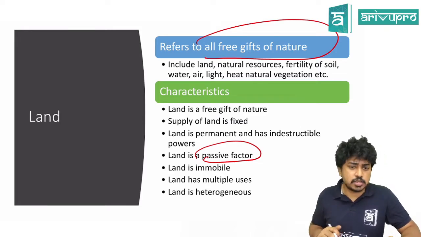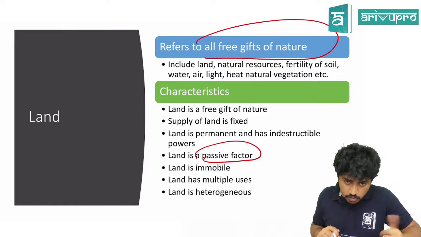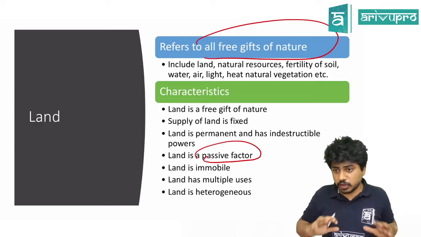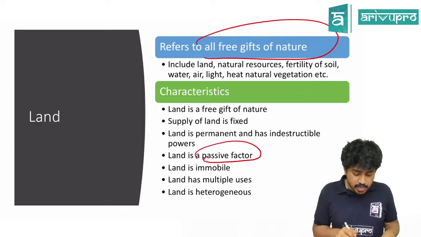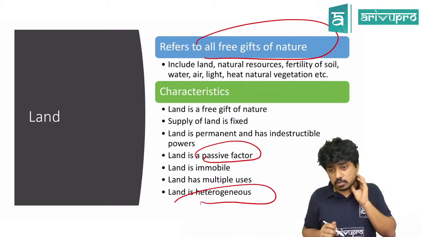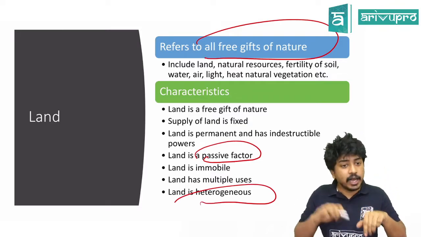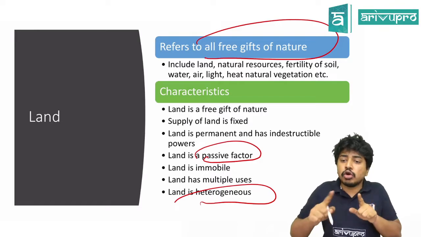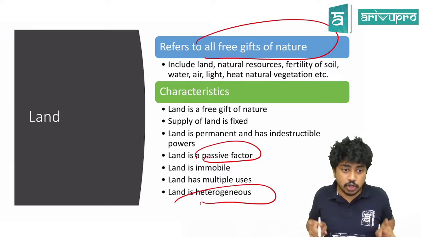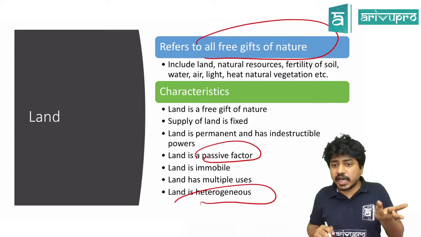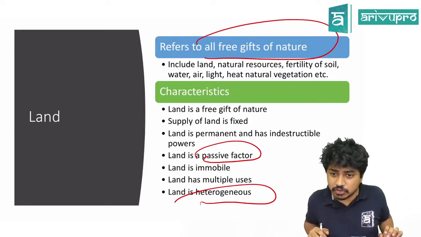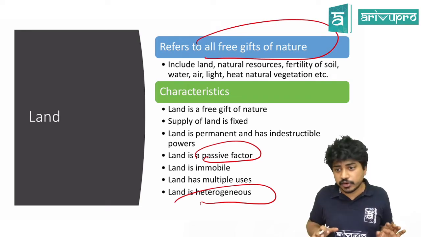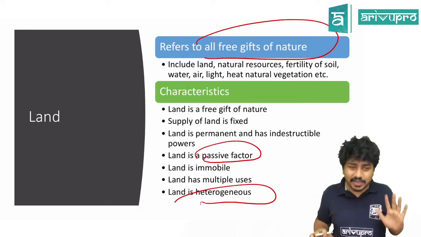Land has multiple uses. Yes, you can use it for farming, or you can use it for industrial purposes, or you can build a school or college, whatever you want. Different lands can be used differently. Land is heterogeneous. What does heterogeneous mean? Different. Homogeneous means identical. Heterogeneous means different. So here land is heterogeneous. That means no two lands are the same. So is land in Kashmir the same as land in Bangalore? No, different, right? The fertility might be different. The surroundings might be different. A lot of things are. That is the characteristics.